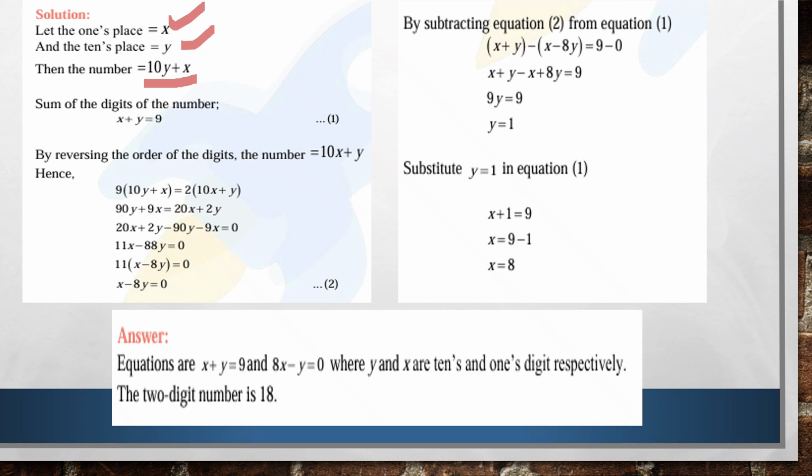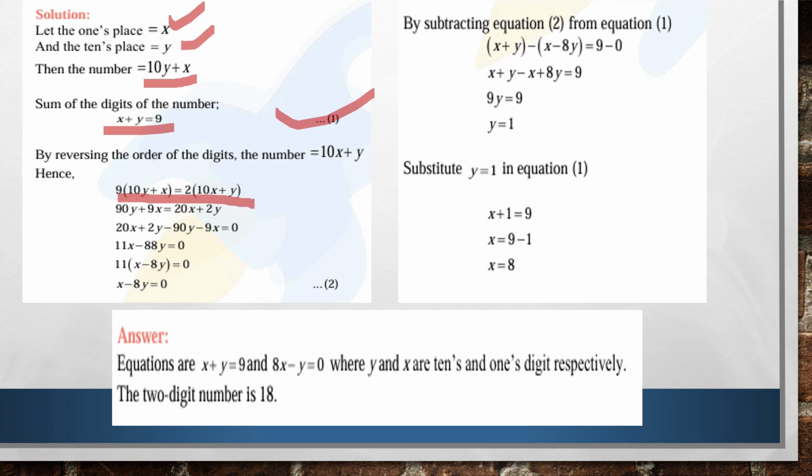The sum of the digits of the number can be written as x plus y is equal to 9, as it is given in the question. The sum of the digits of the two-digit number is 9, means x plus y is equal to 9. By reversing the order of the digits, I can write 10x plus y. Hence, 9 into (10y plus x) is equal to 2 into (10x plus y).